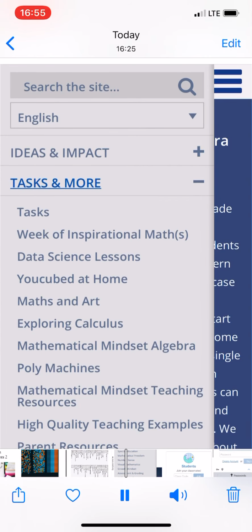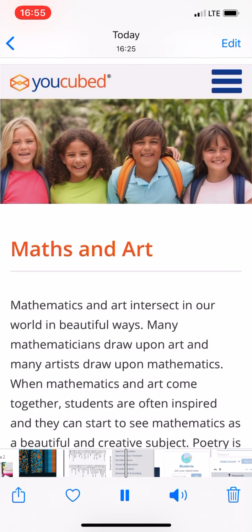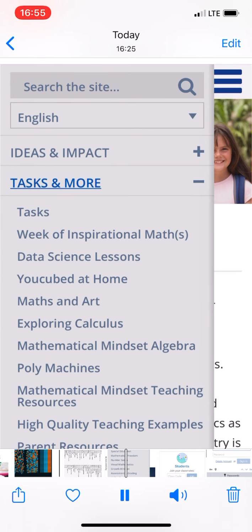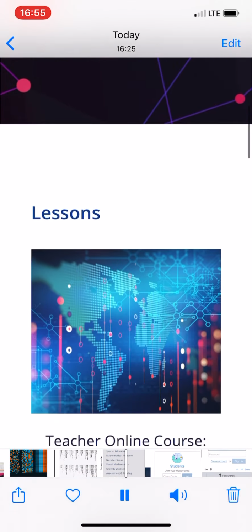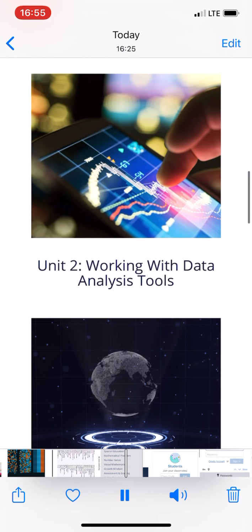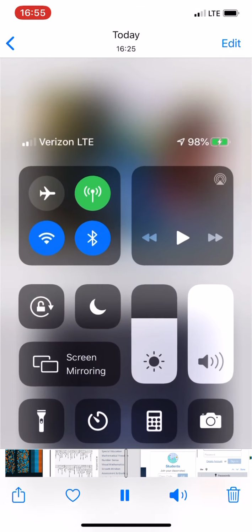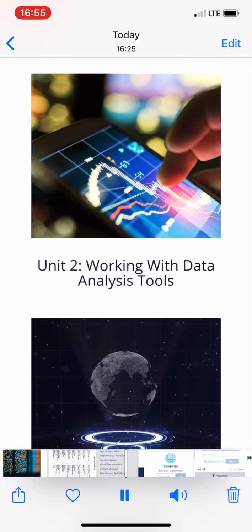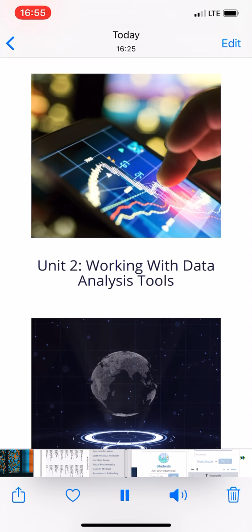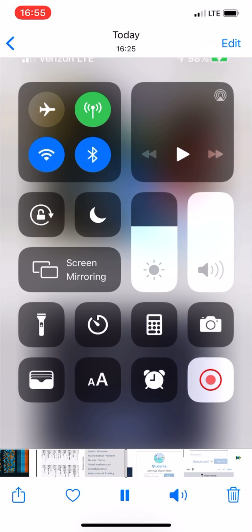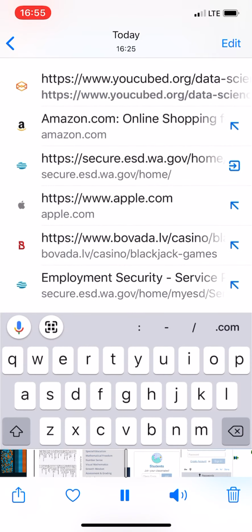And if you hit the tasks and more, there's so many great high-level tasks in here. So that means these tasks are going to be low floor, high ceiling tasks. And these tasks are going to give every student a chance to express themselves, and every student a chance to see math as something that they care about and that's important, especially through the lens of data. I am really a huge proponent of data science, and the fact that Joe Boaler is emphasizing data science right now as well is really exciting to me.